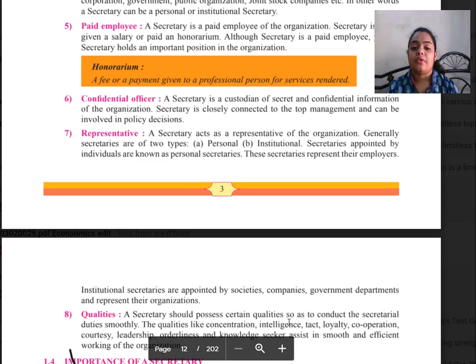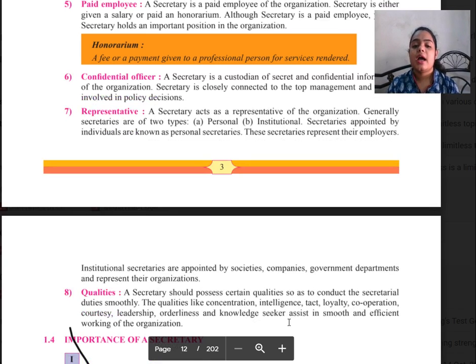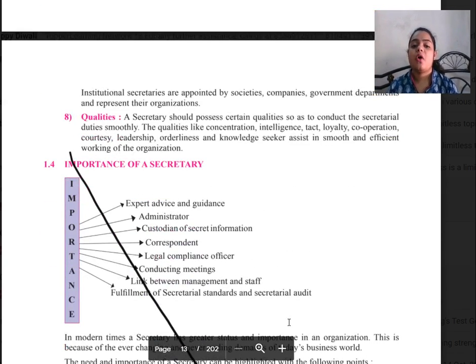Next we have representative. A secretary acts as a representative of the organization. Generally, secretaries are of two types, personal and institutional. Secretaries appointed by individuals are known as personal secretaries. These secretaries represent their employers. So, these are two types of secretaries which we have seen earlier, that is personal and institutional. Generally secretaries which are appointed by personal individuals are called personal secretaries, and secretaries who represent their organization are institutional secretaries. Institutional secretaries are appointed by societies, companies, government departments, and represent their organization.